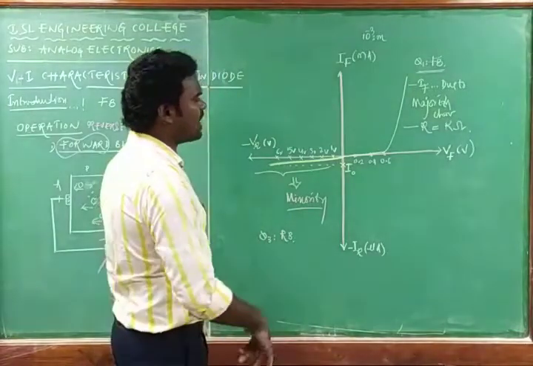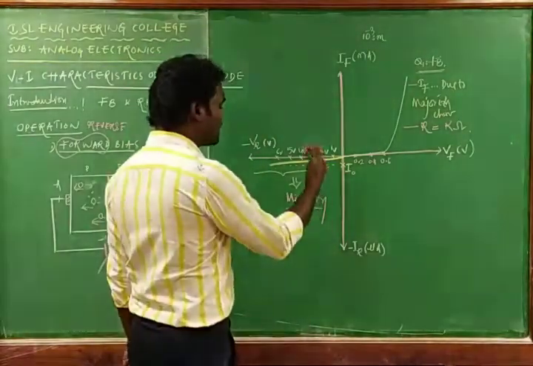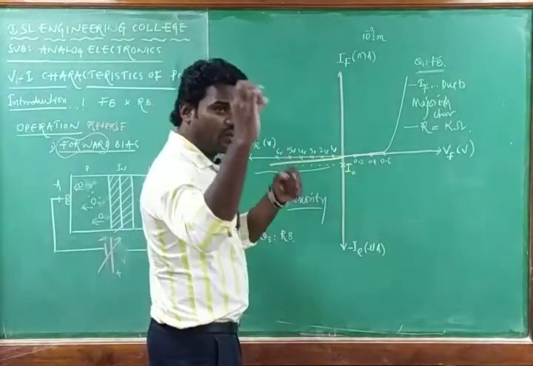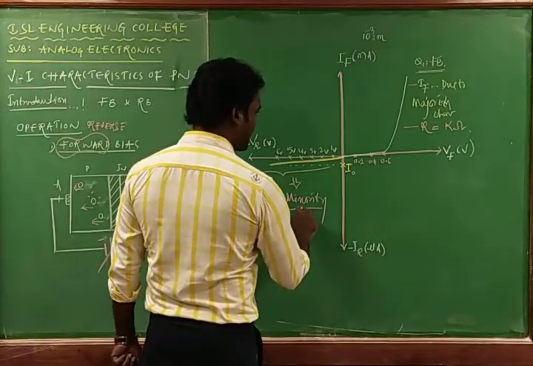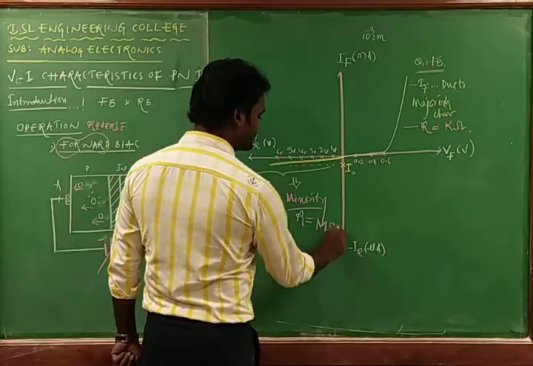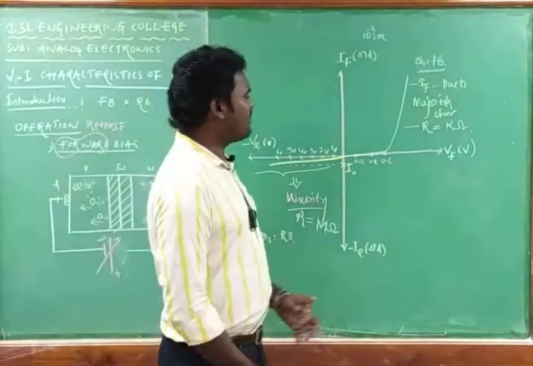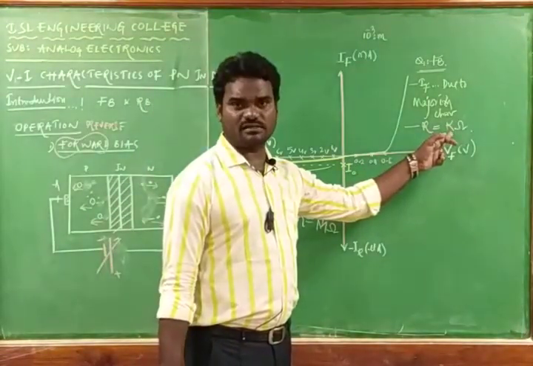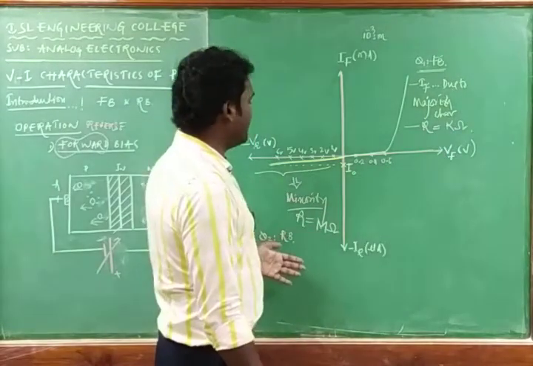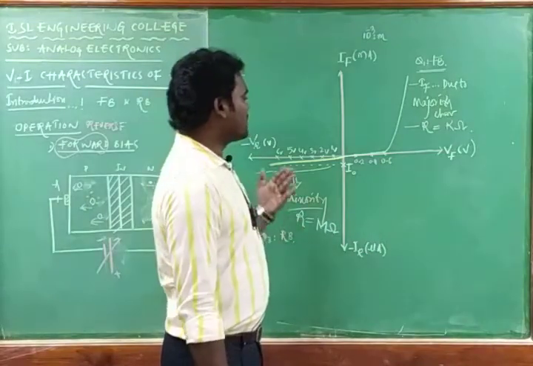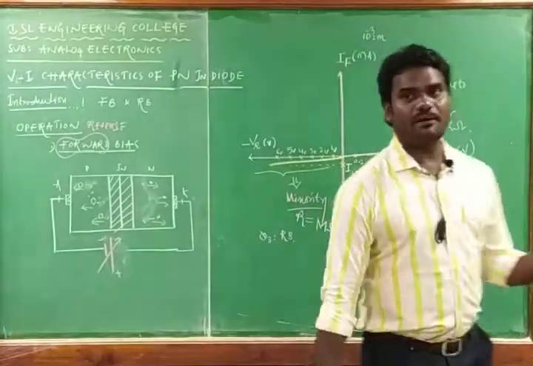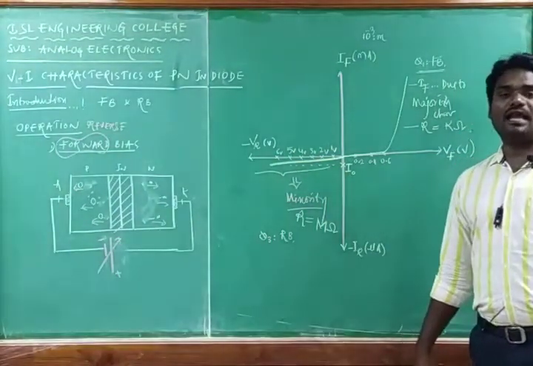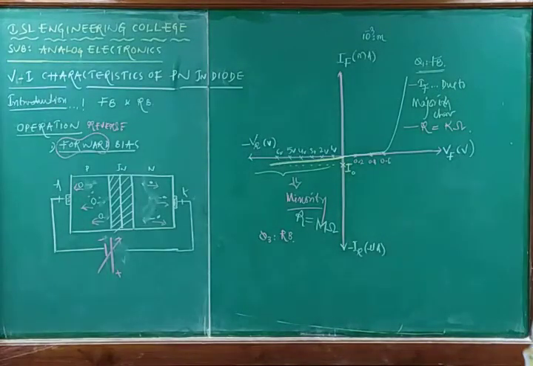The same PN junction diode conducts current in reverse bias, and that current is in microamps. That means the current is very small because it offers a very huge resistance, and that resistance is in mega ohms. The PN junction diode offers less resistance in forward bias for current conduction, and more resistance in reverse bias, so that it offers microamps of current in reverse bias and milliamps of current in forward bias. And this is the VI characteristics of the PN junction diode when it is operated in forward bias and reverse bias.